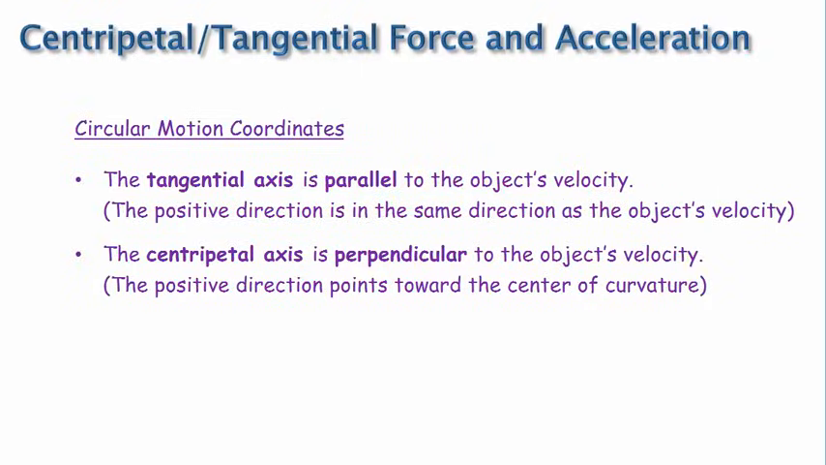The tangential axis is parallel to the object's velocity, where the positive direction is in the same direction as the object's velocity, and the centripetal axis is perpendicular to the object's velocity, where the positive direction points towards the center of curvature. As you might imagine, this means the coordinate scheme is constantly rotating with the object. Here's an example to demonstrate this.